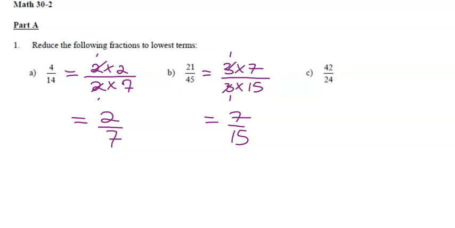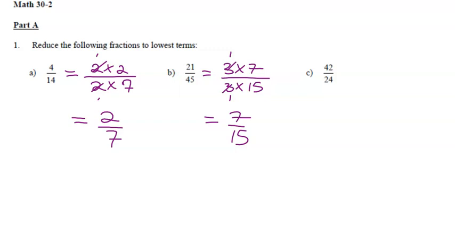Okay, 42 over 24. You start saying, well, 2 goes into 42. Yep. Does 4 go into 42? No, 42 is like 6 times 7. 24 is like 6 times 4. Okay. So let's go with that.